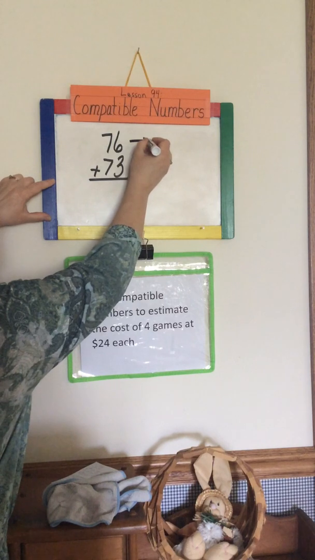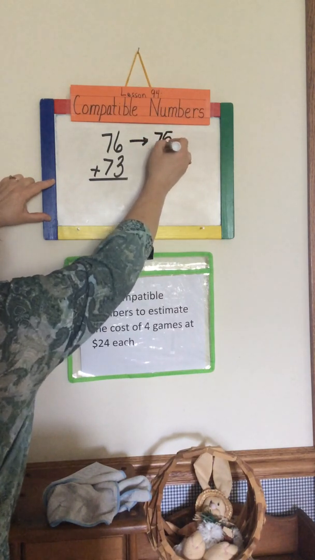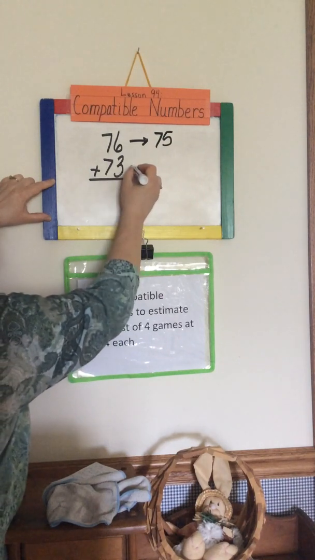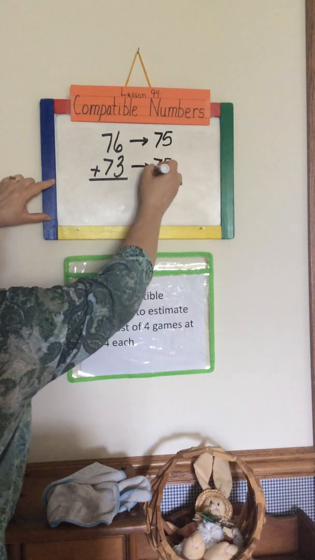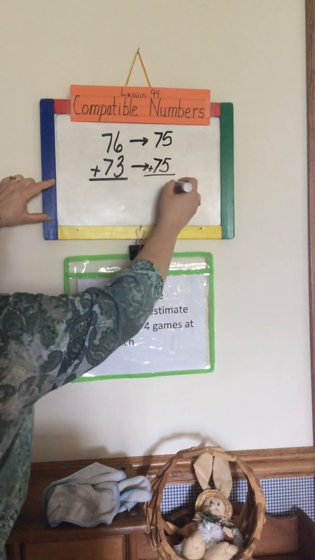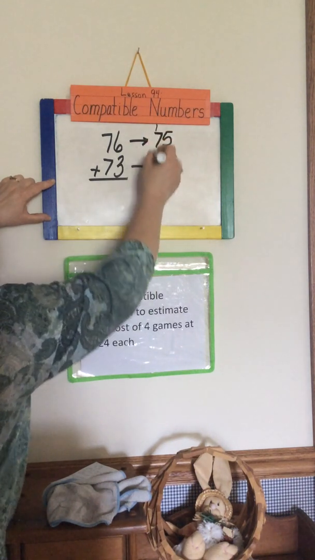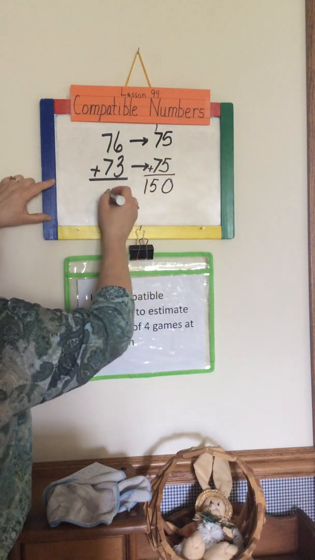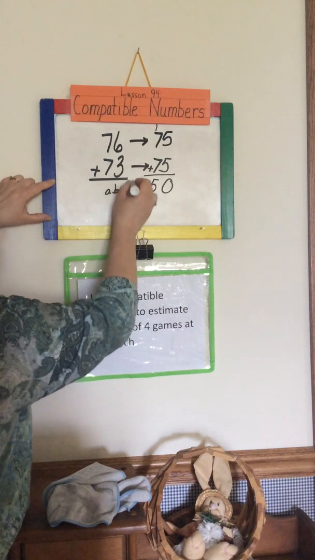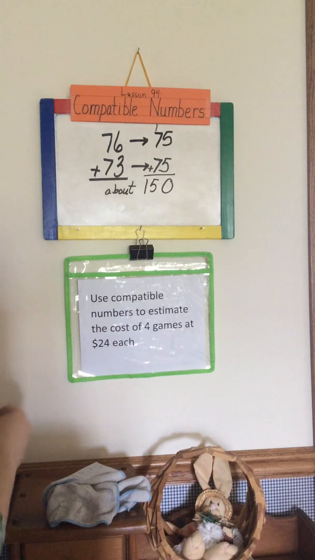If we have 76, the most compatible number would be 75, and for 73, again, the closest 25 would be 75. So we would add that together, and of course 5 plus 5 is 10, that one up there, and 7 plus 7 is 14, plus 1 is 15. So our answer would be about, because remember compatibility is really estimating, about 150.